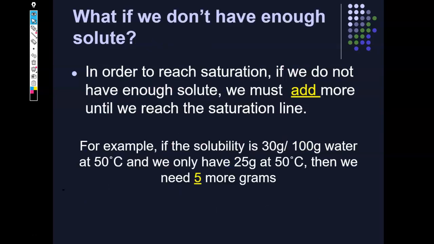What if we don't have enough solute? In order to reach saturation, if we do not have enough solute, we must add more until we reach the saturation line. For example, if the solubility is 30 grams per 100 grams of water at 50 degrees Celsius, and we only have 25 grams of solute at 50 degrees Celsius, then we need 5 more grams. So we would have to add 5 more grams to reach the solubility line, which means to reach the saturation point based on the graph.